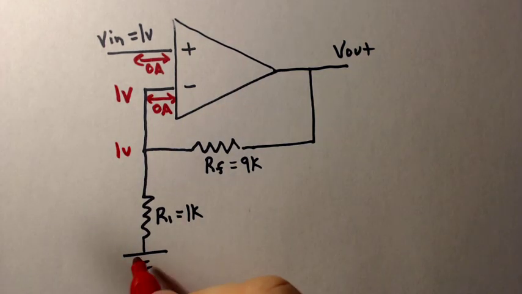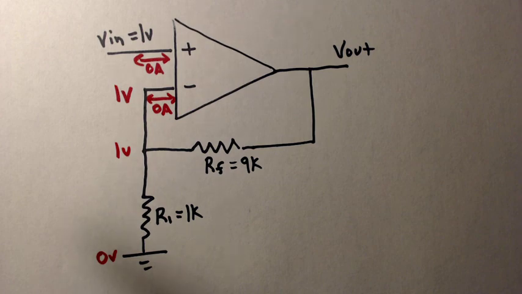Okay, what about over here? We got 0 volts here. Okay, so we have 1 volt over here, 0 volts on the other side of that 1K resistor. Which way is the current flowing through that 1K resistor? Well, current always flows from a high voltage to a low voltage.